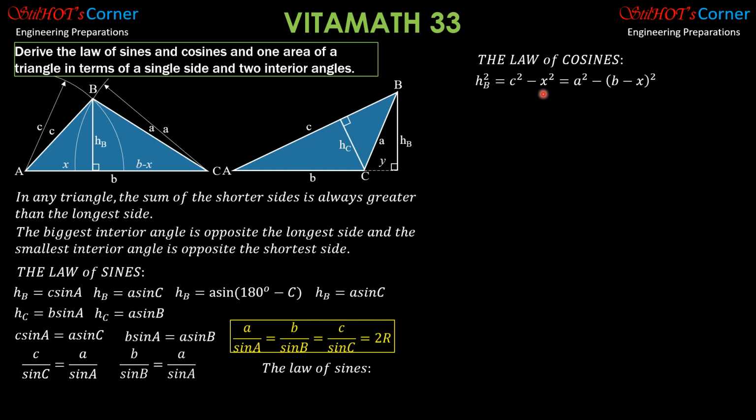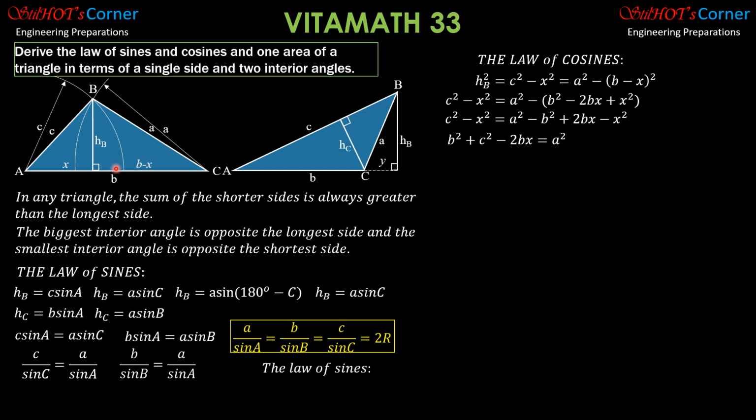So expanding the right side, c squared minus x squared equals a squared minus quantity b squared minus 2bx plus x squared. So that's algebra. Then remove grouping symbol, c squared minus x squared equals a squared minus b squared plus 2bx minus x squared. Then we can cancel negative x squared here and transpose negative b squared to the left, 2bx to the left. So this becomes b squared plus c squared minus 2bx equals a squared.